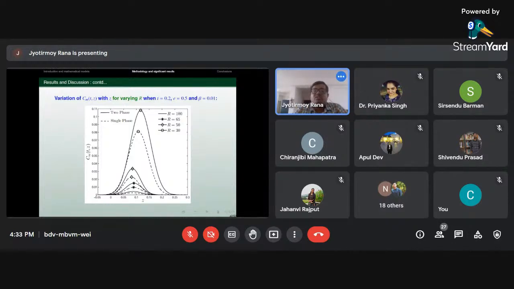Also we can see for small arteries, that is for a 30 micrometer tube, the difference between the two-phase and single-phase is larger. But this difference becomes very, very small if we consider large arteries, that is for a tube radius greater than 100 micrometer. That means the two-phase model is acting like a single phase if you consider large arteries.